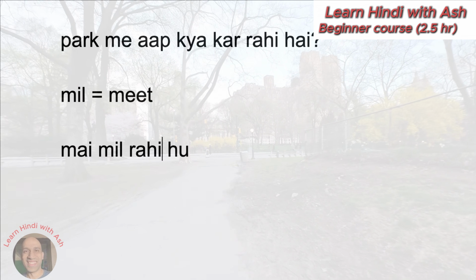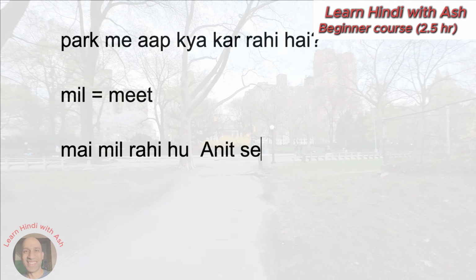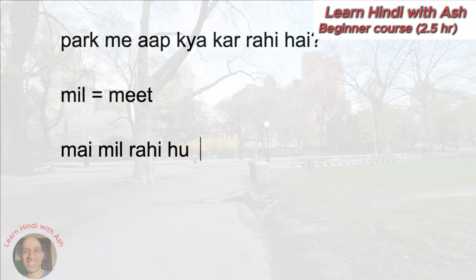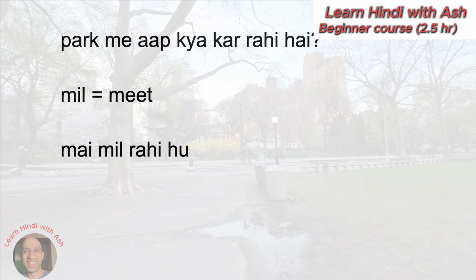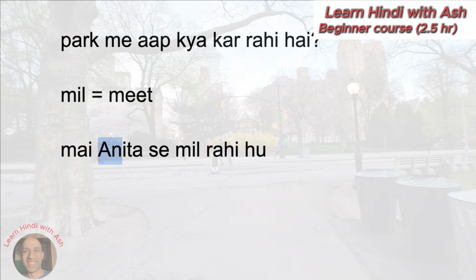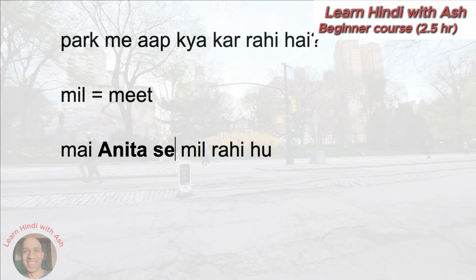And then I'm meeting with my friend. मैं मिल रही हूँ Anita से. Anita se means with Anita, right? So you can put the Anita here. मैं Anita से मिल रही हूँ. Also, like we've said, this is the Hindi speaker style. You can say मैं Anita से मिल रही हूँ, which means I'm meeting with Anita, right? The से can be used as with.